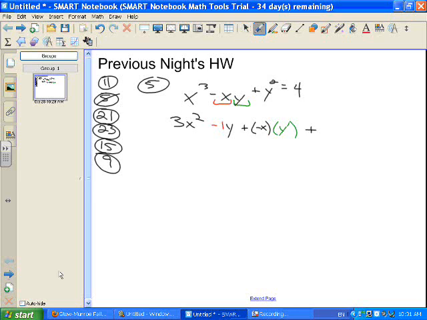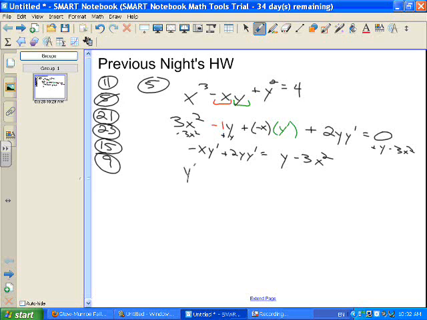the derivative of y squared with respect to x is going to be 2y, y prime. Derivative of 4 is 0. All right, so everything that has a y prime in it stays, everything that doesn't has to go. So I'm going to get -x y prime plus 2y y prime equals y minus 3x squared. So I had to add y to both sides, and I had to subtract 3x squared from both sides.